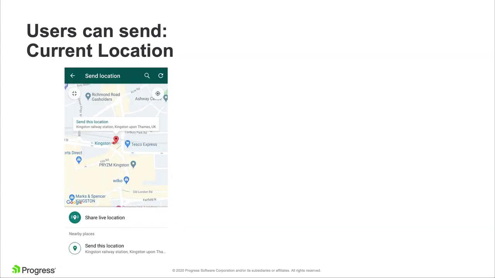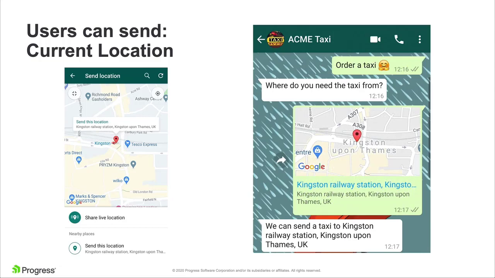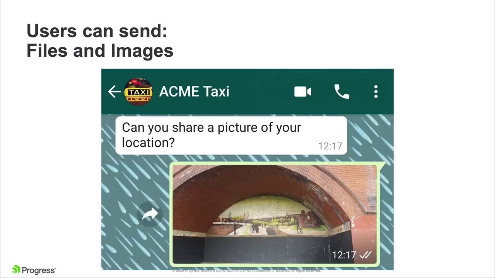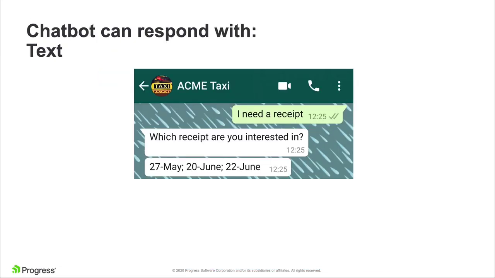We can also provide our current location to the chatbot. If you provide that location, then the chatbot can take an extra step to extract the address and proceed with the booking. We can send files and images to the chatbot, and the chatbot could even go through a validation step. As a response, the chatbots can respond with text. And that's basically most of the communication that you'll be receiving as a user from that chatbot.